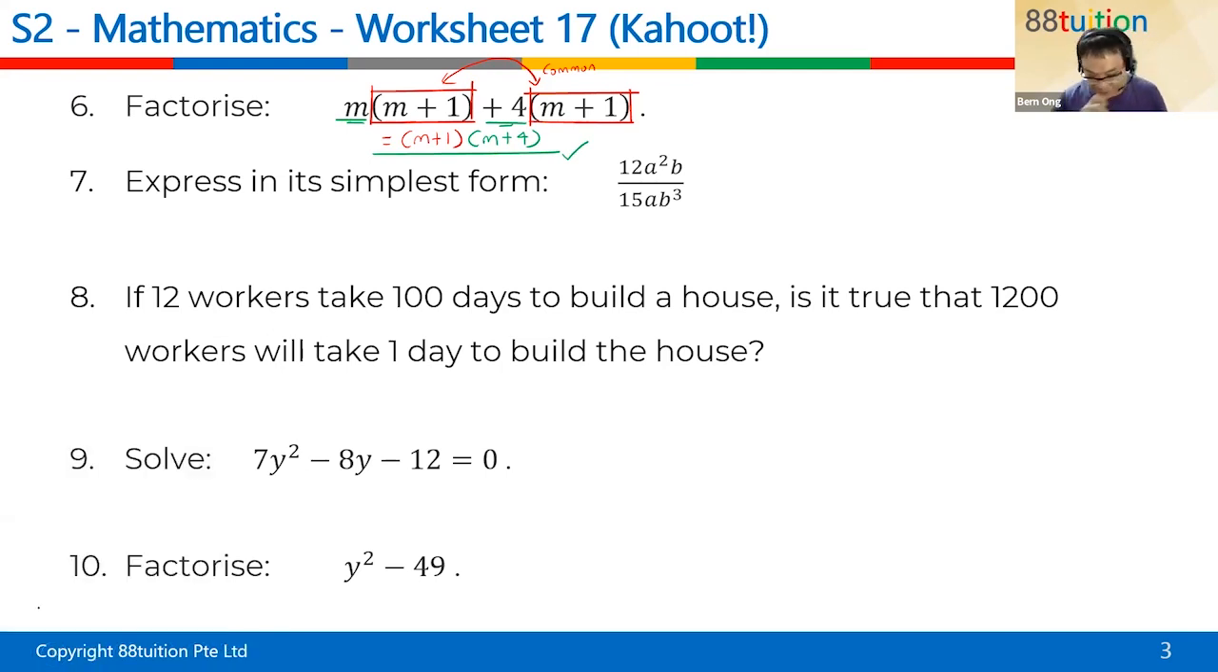Question number 7, the simplest form. Nobody got it right, so upset. Number with number. 12 and 15, they are part of the 3 timetable. Divide by 3, divide by 3. This one not helpful, because all the answers are 4 over 5. Next one, a squared and a. What does a squared mean? A squared means there are a and a on top. And down here, a means there's only one a. So you cancel this out.